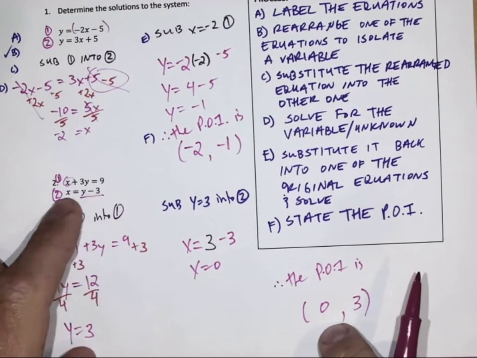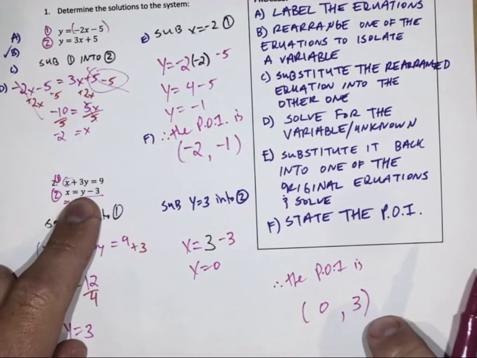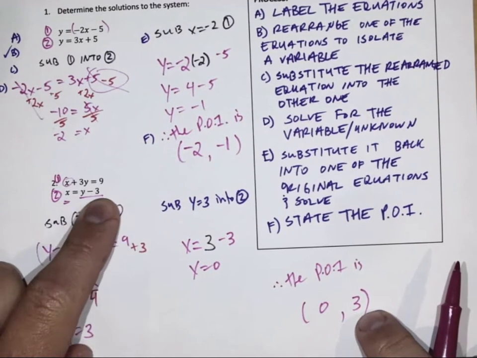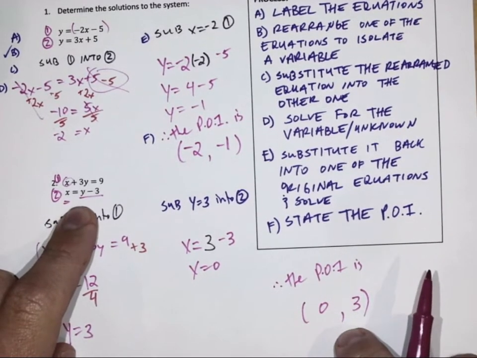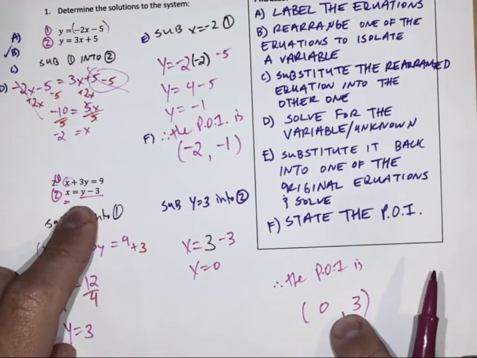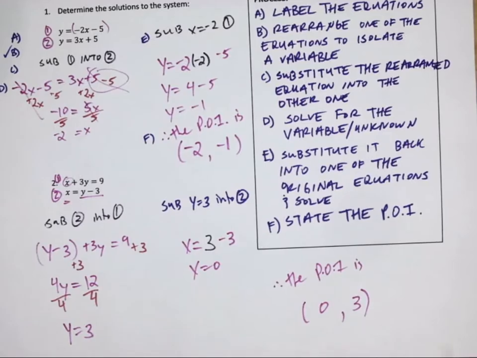If I was ever concerned or wanted to double check, I could sub in x and y into my equations. When x is 0, y is 3. 0 plus 3 times 3, which is 9. 0 plus 9 equals 9. Yeah, that point is on the first line. What about the second one? 0 equals 3 minus 3. 3 minus 3 is 0. 0 equals 0. Yeah, that point is on the second line. That point's on both lines. They intersect there. Flip the page. Let's try another one.